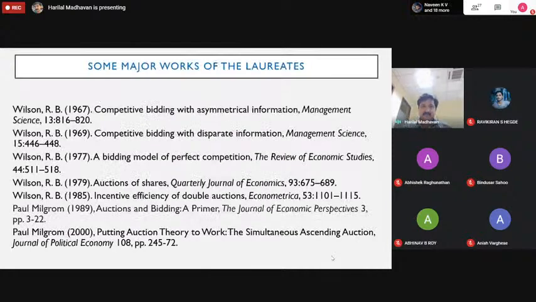So I stop here. These are the major works of the Nobel laureates, and if you want more readings, I can provide them later. Thank you.